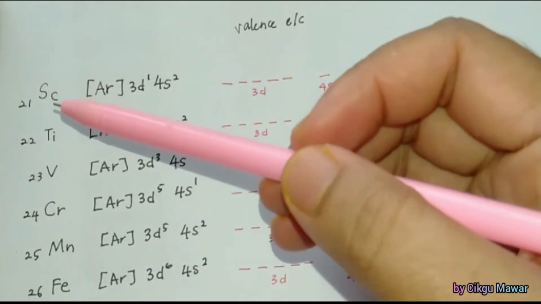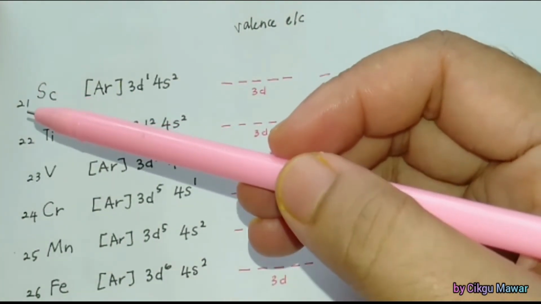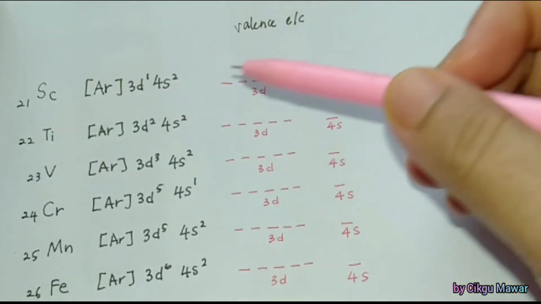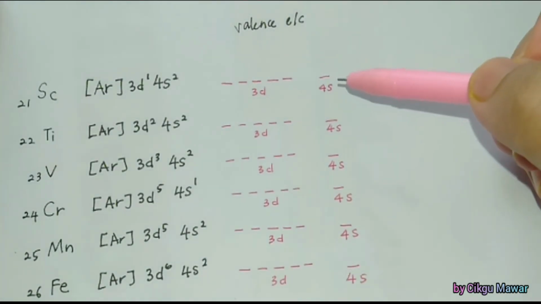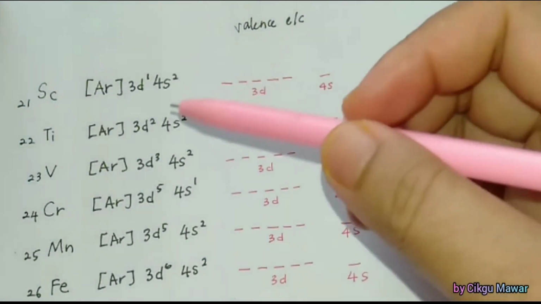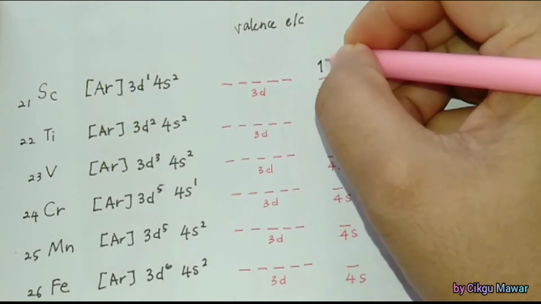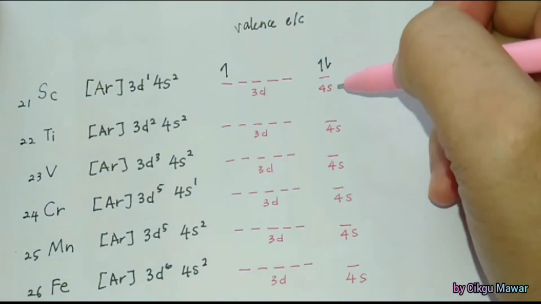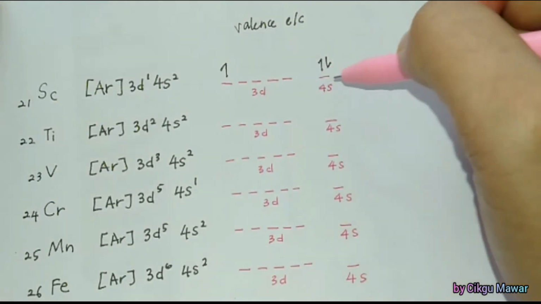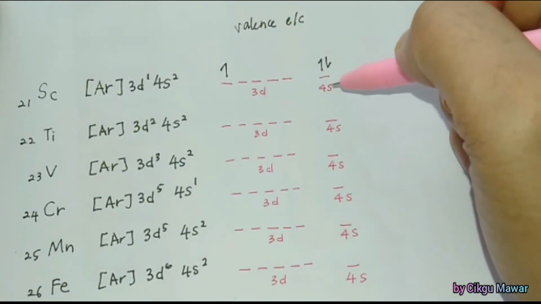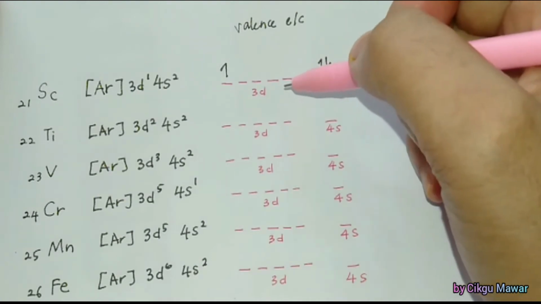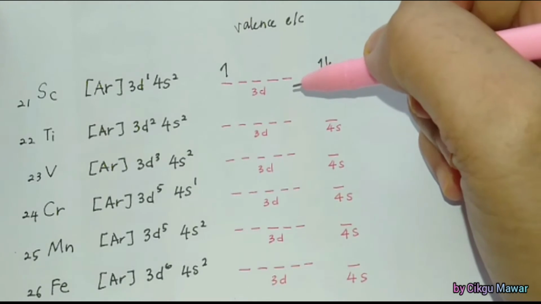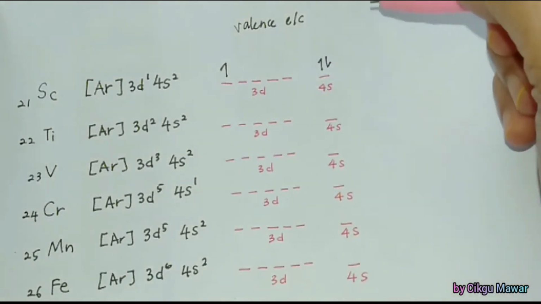Take a look at scandium. Scandium is 21, so 18 of argon, followed by 4s orbital: 19, 20, and 21. We must fill up the 4s orbital first, followed by 3d, because 4s is a lower energy level compared to 3d.